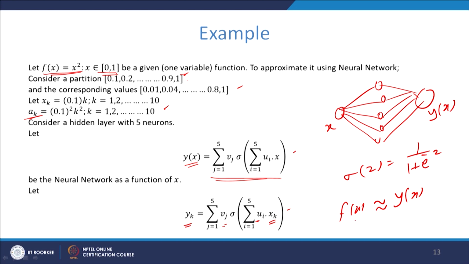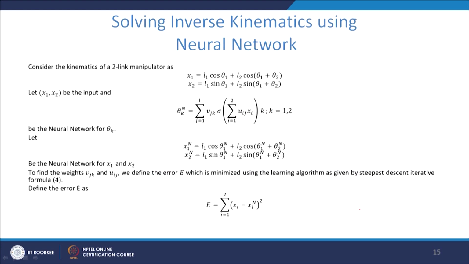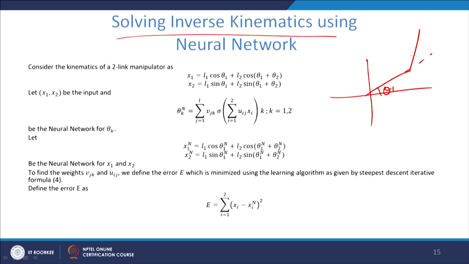Okay. So, this is a function approximation using a neural network. It is a simple example. This procedure can be applied to solve inverse kinematics for any robot manipulator. For example, the simple robot manipulator which we consider is the 2 link manipulator, where theta 1 and theta 2 are the joint angles and x1, x2 are the end effector positions.